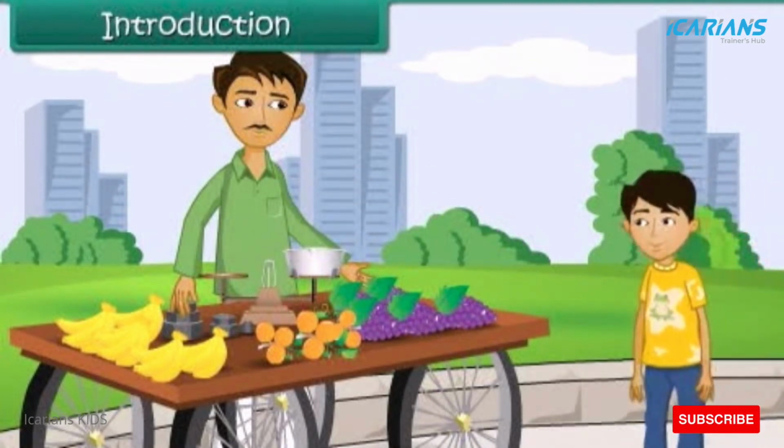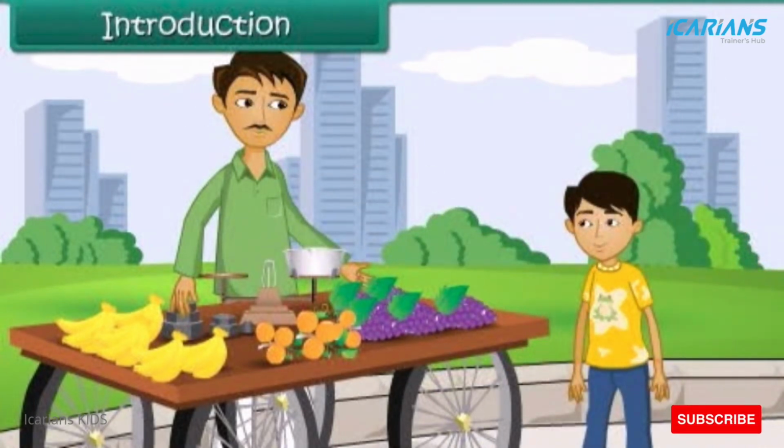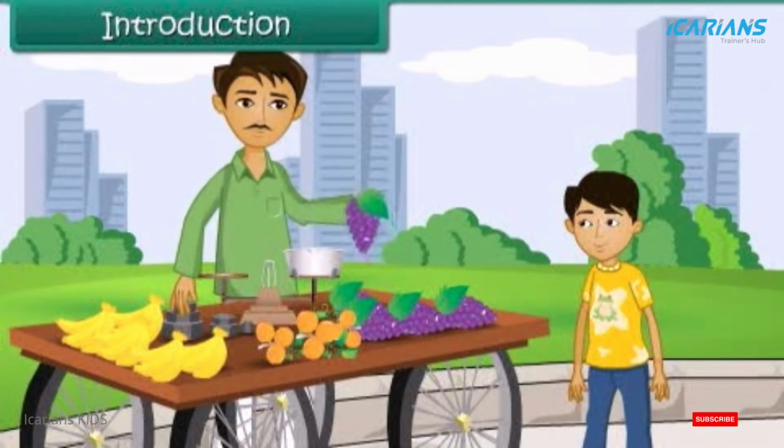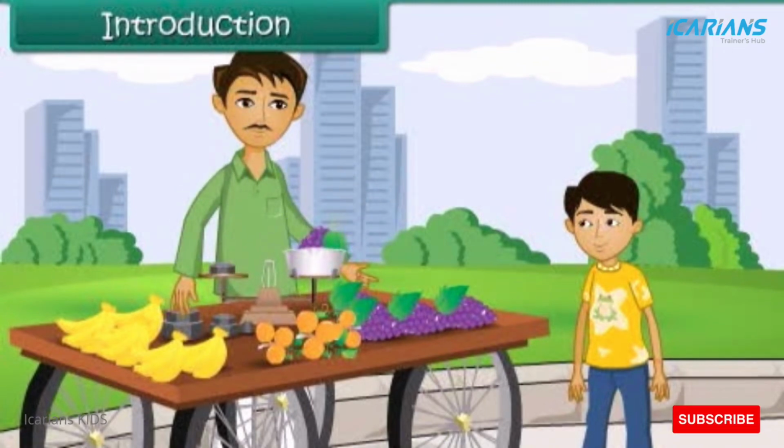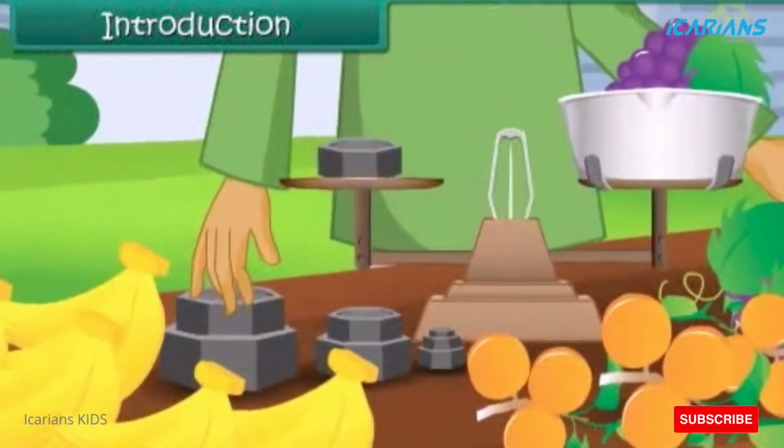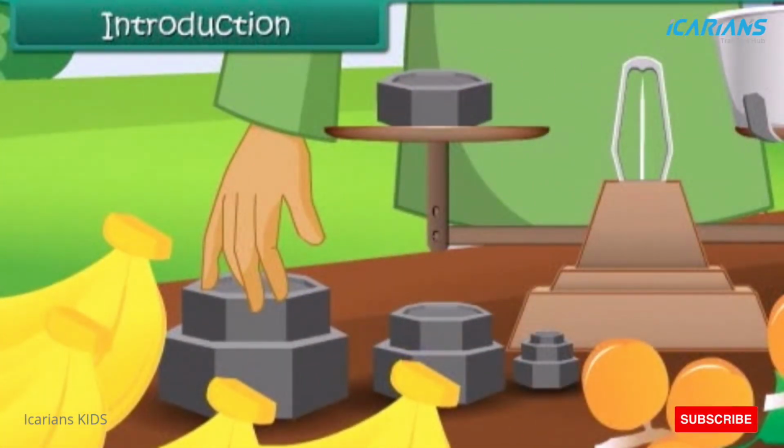Sandy went to a fruit seller and asked for 1 kg of grapes. The fruit seller weighs the grapes on his weighing balance. The fruit seller has different weights with him. Let us learn more about the weight and its measurement.